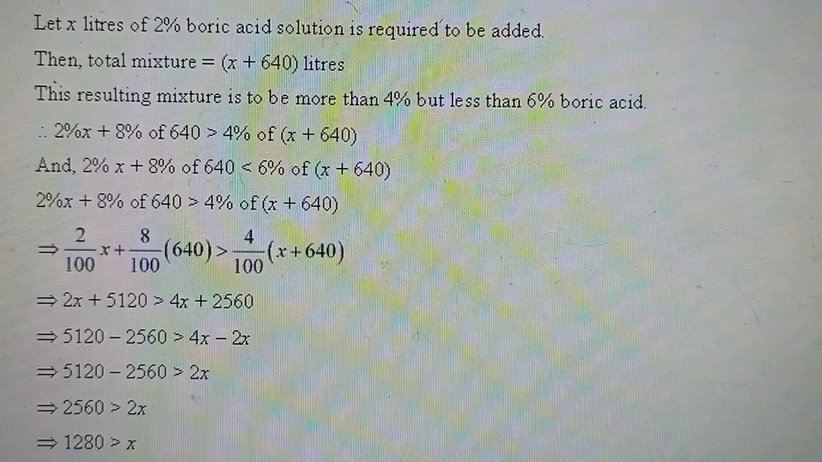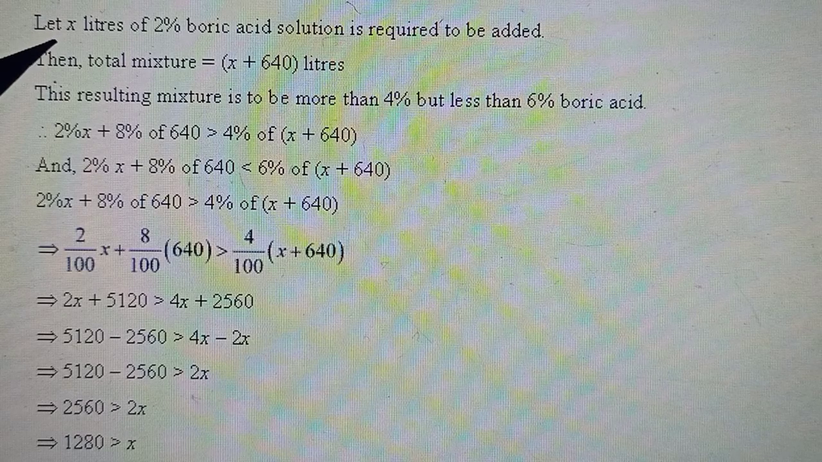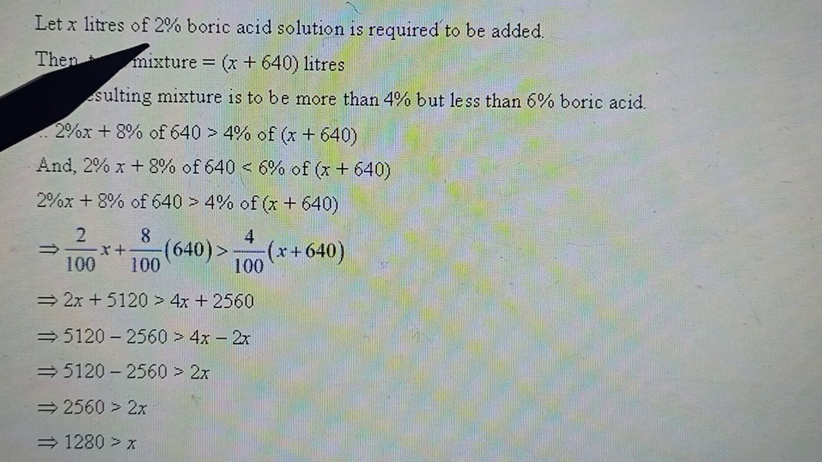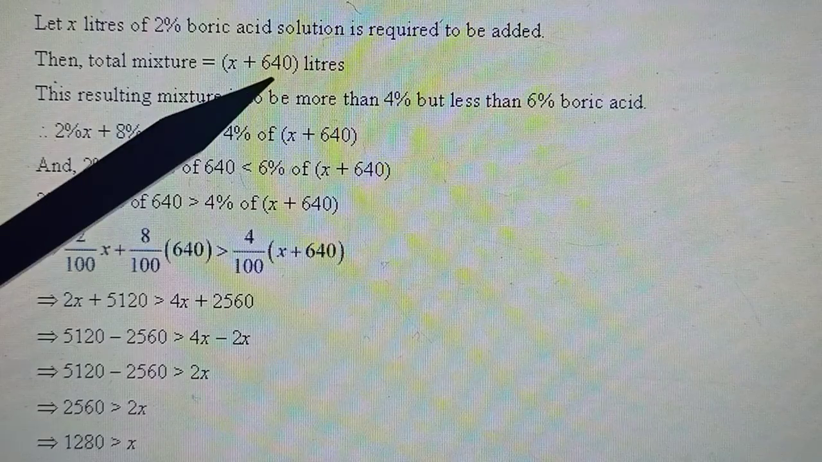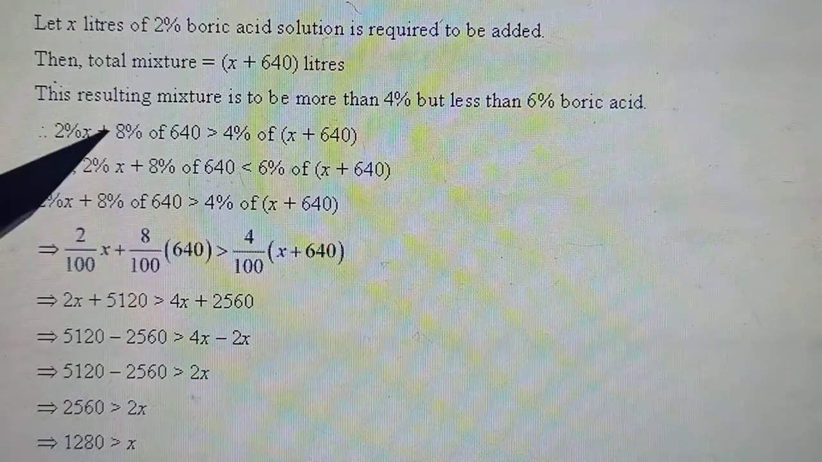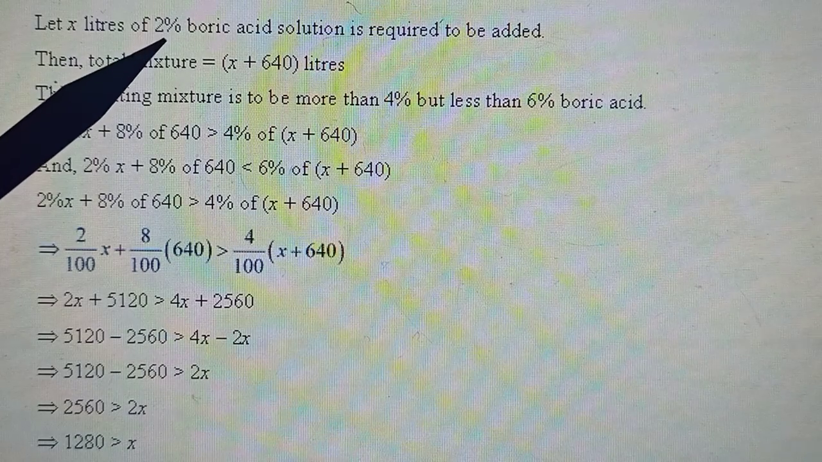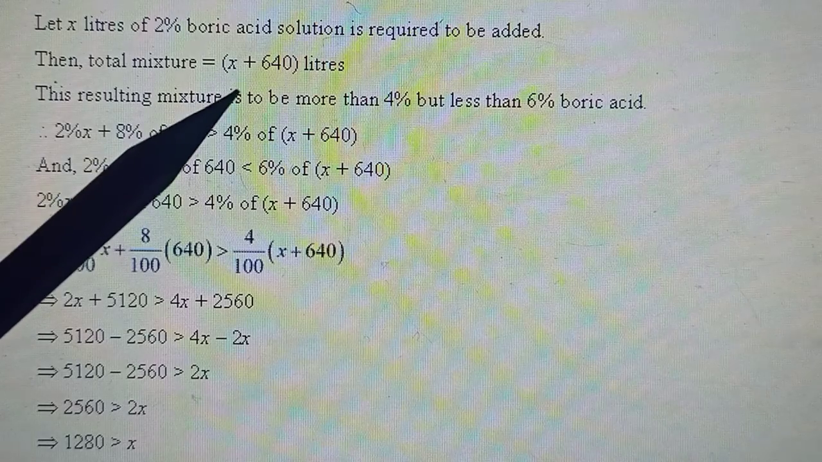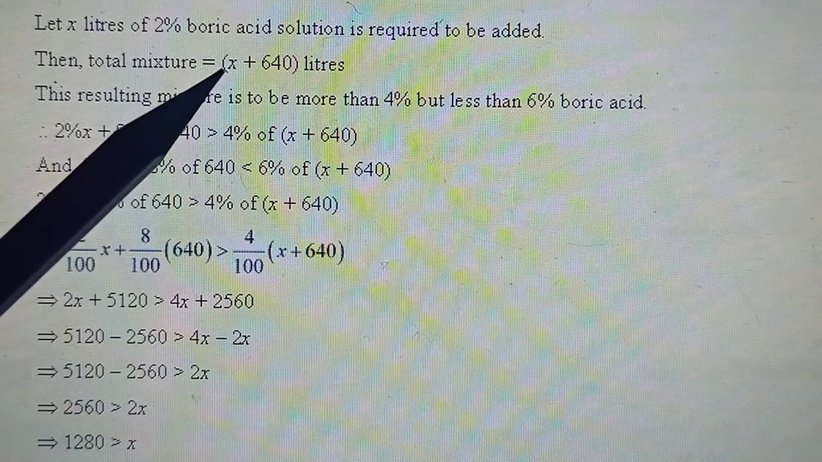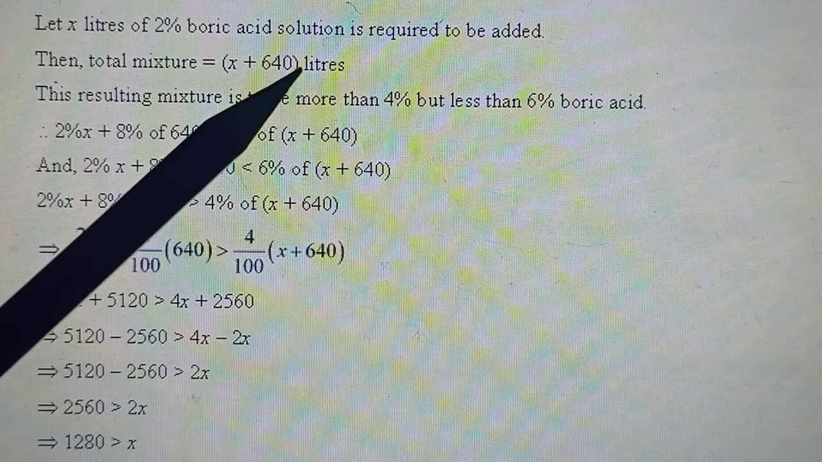Okay, so we have to put a certain amount of 2% boric acid solution, and let us assume we have put x liters of 2% boric acid solution to it. Initially we had 640 liters, whose strength was 8%. अभी उसमें आपने x liters और mix कर दिए 2% strength के, so the total new mixture obtained will be 640 plus x liters. So this is the total mixture we have in hand now.